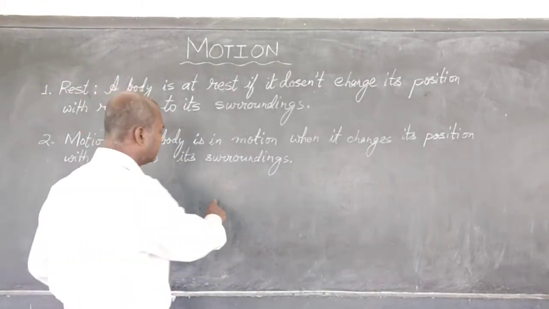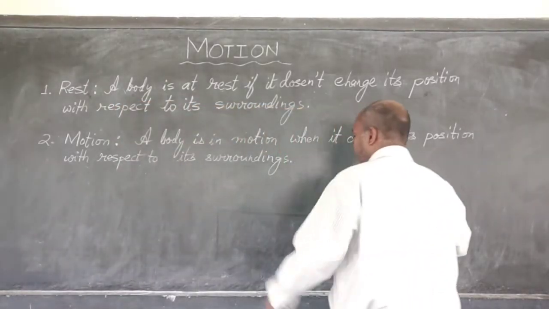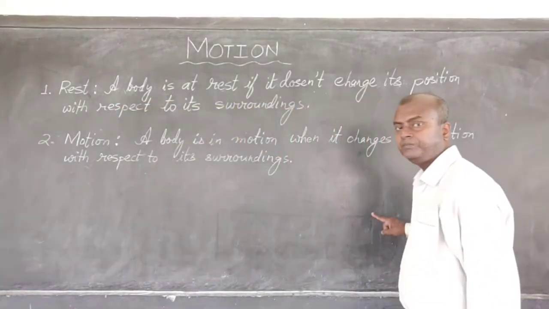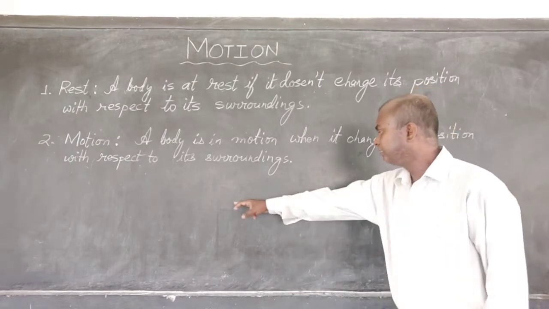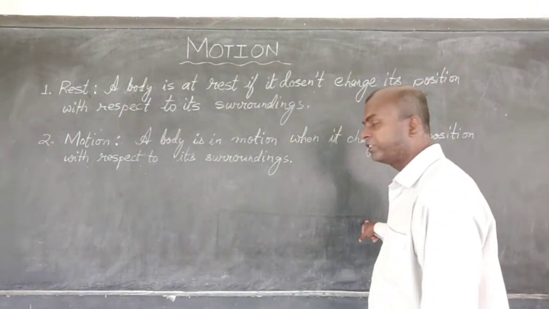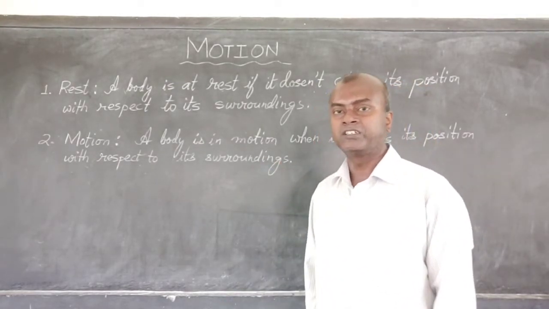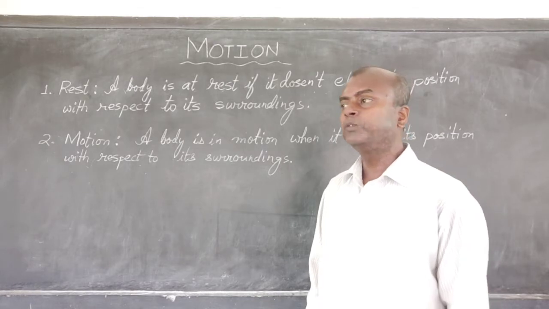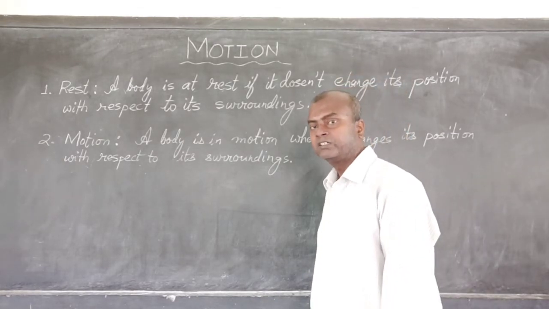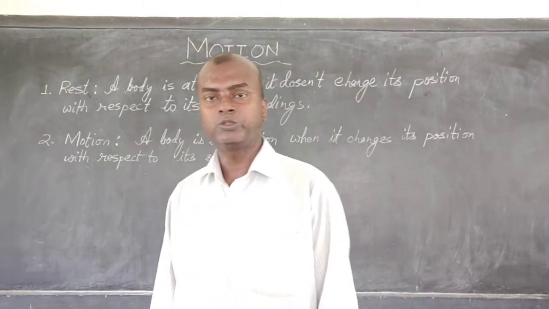And what happens when they start running? This is the starting point. As they run, they go away from the starting point. Isn't it? So as the runner runs, the distance between the starting point and that particular runner increases and keeps on increasing. So the position is changing. And when position changes, the body is in motion, or the runner is in motion.